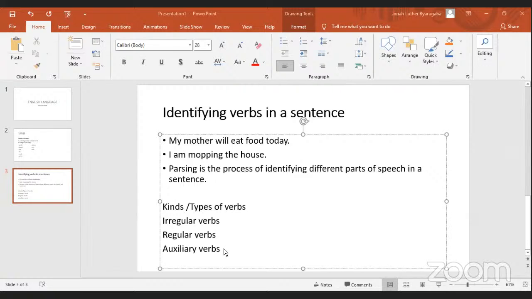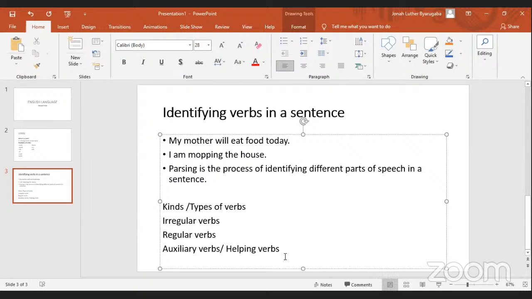So these ones sometimes are called helping verbs. That's why when Nasha was reading, she said they are added to the main verbs. They help the main verbs to ask questions and to make them negative. So we shall also talk about those ones.